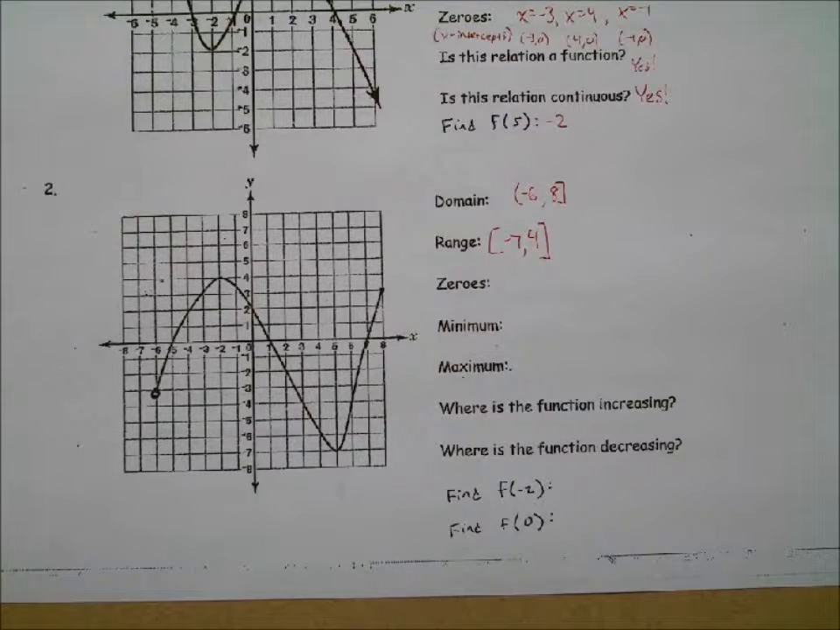Okay. Well, you guys go ahead, do the zeros, do the minimum, do the maximum, find f of -2, find f of 0. You may skip increasing and decreasing, we'll come back to those. So go ahead and try zeros, min, max, f of -2, f of 0. And I'll help with increasing or decreasing.